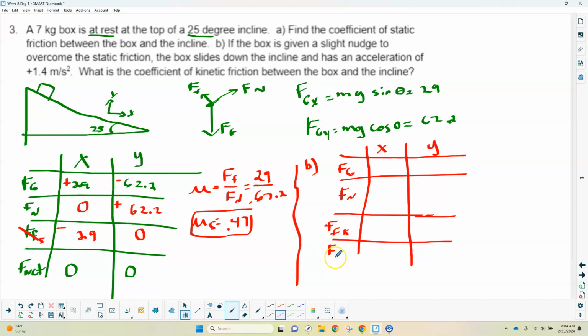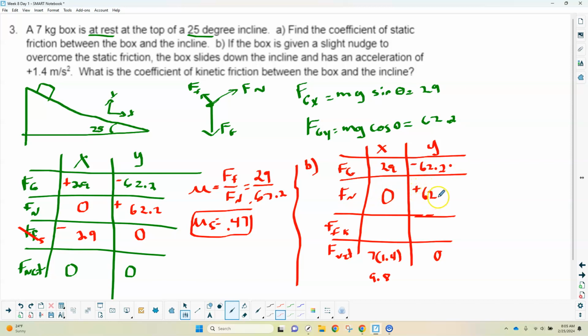The net force changes. That's really the biggest thing. So the net force has an acceleration now. So 0, this is going to be the mass, which is 7 times a positive 1.4. So if you do that, you get 9.8 for the bottom here. Gravity still the 29 and negative 62.2. Normal force is still 0 and positive 62.2.